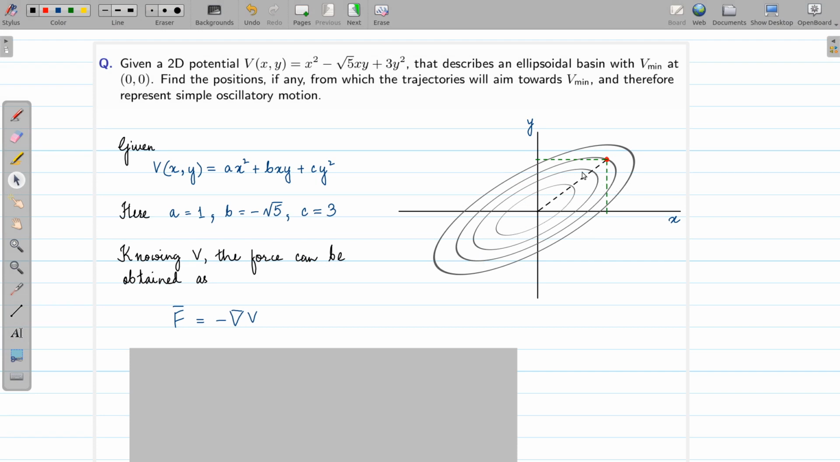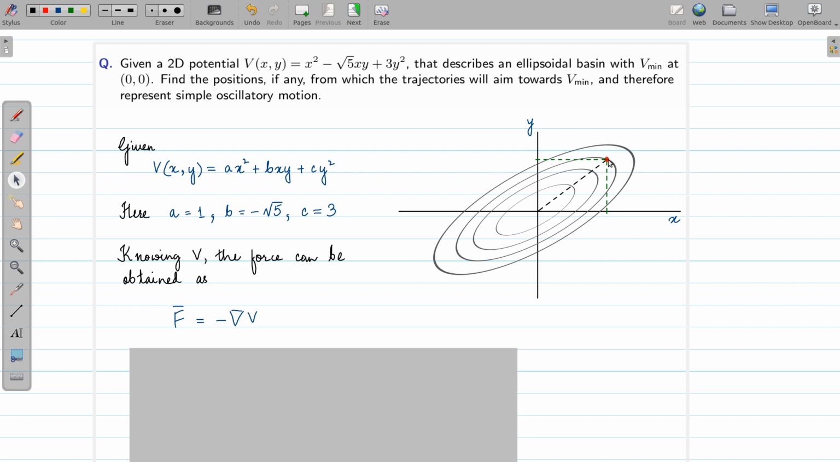That means each of these ellipses, so suppose I take a point over here and a point over here, all the points which lie on a certain ellipse, all of those points will have the same value of V. Okay, so the locus of all points with the same value of V, they are going to trace out an ellipse. So we are looking for those positions.